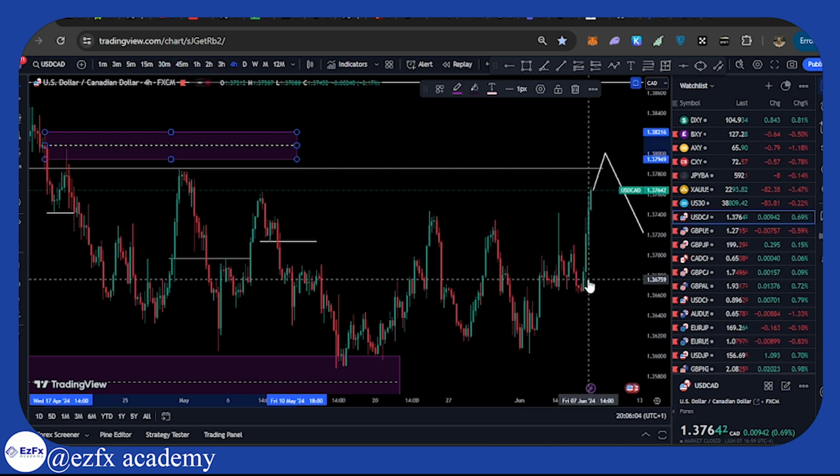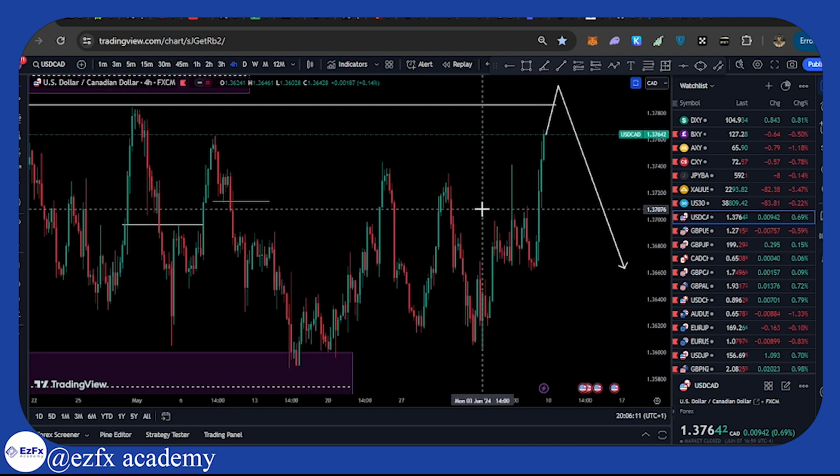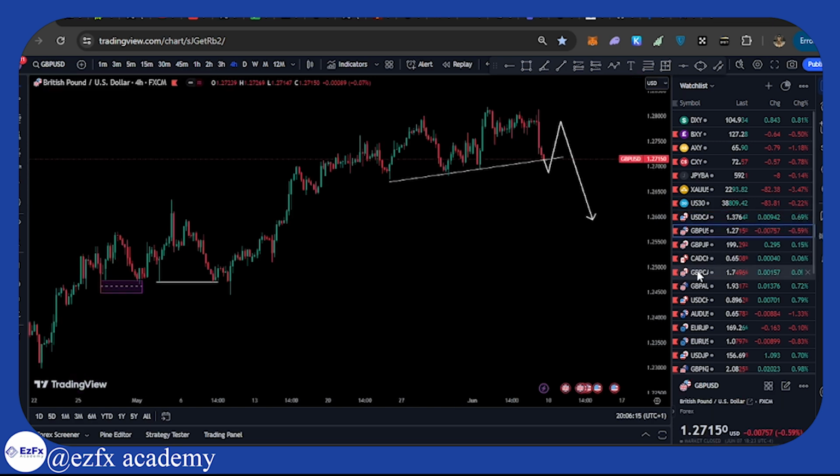Alternatively, like I said, for the dollar index DXY, we might get to see price just turning bearish immediately at market open, so I'll be watchful for that also. So that is clear on USD CAD.